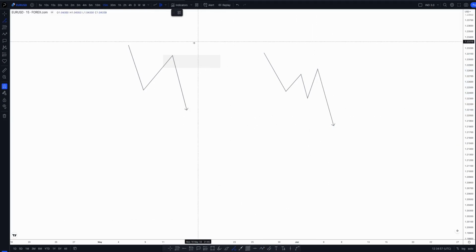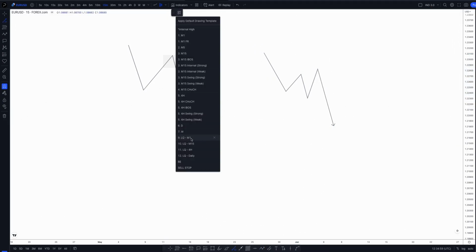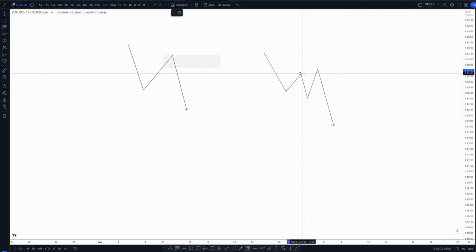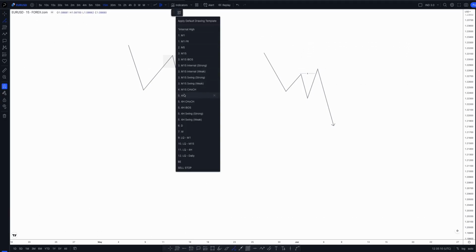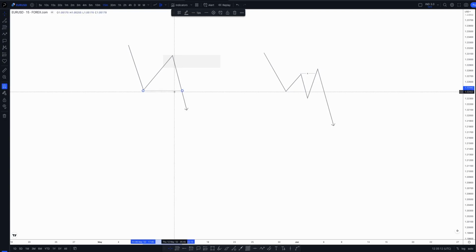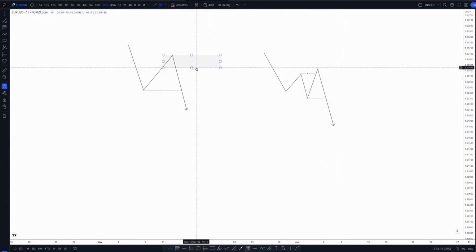So we know that potentially an institution came in and they wanted to sell, but they wanted to use the buy-side liquidity behind this high here to enter the market. So now we have, like we had over here, a zone that broke structure. Again, we have that same thing, but it also swept liquidity within the creation of the zone. So it's another little tick in the box that potentially this is an institutional zone, okay?